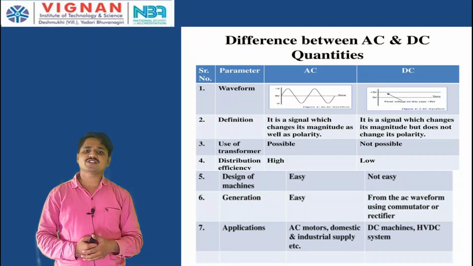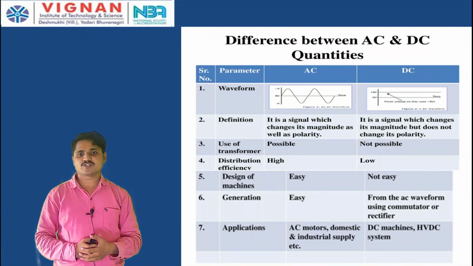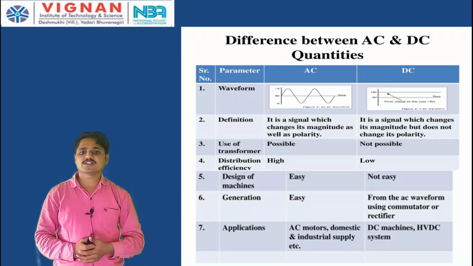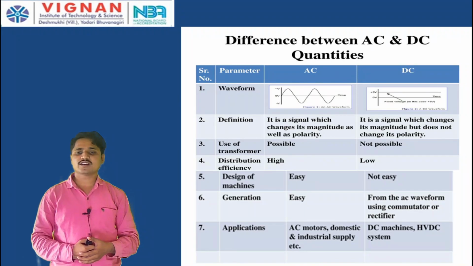So, the design of machines is very easy. The design of an AC machine is very easy compared to the DC machine. A DC machine involves a commutator, which converts the AC into DC; a commutator is also called a rotating rectifier. So, the design of the DC machine is very difficult. It is not that easy.